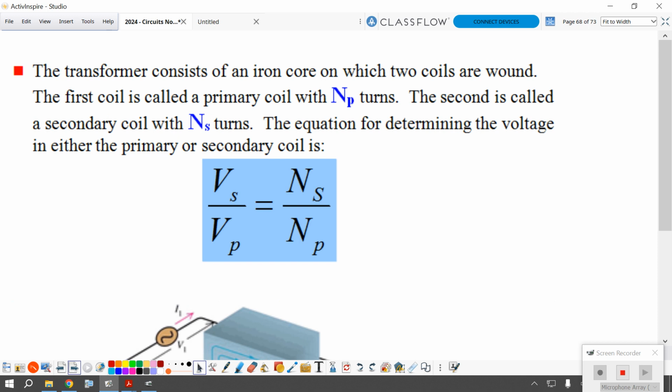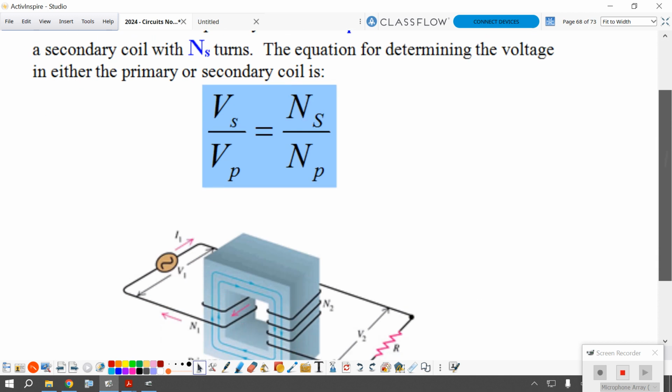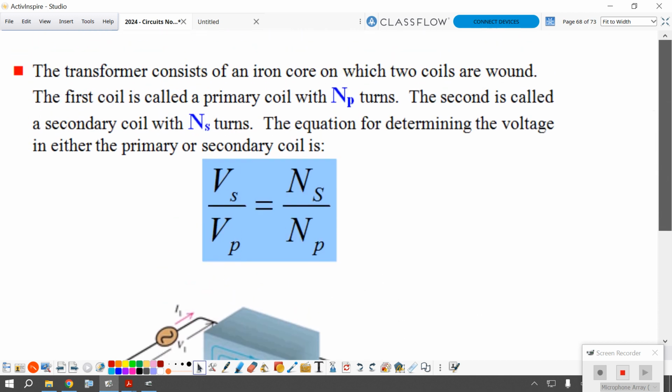But what is a transformer? It consists of an iron core in which we have two coils of wire that are wound. It's worth noting, as we see down here, that the wires themselves do not actually connect with each other, they don't touch. They are wrapped around different sides of this iron core, and the electromagnetic field around it induces that change that we're going to talk about in a second.